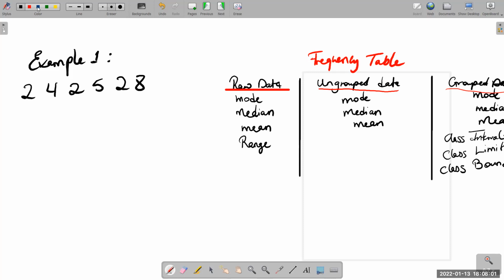So the first thing we're gonna look at is mode and the idea of mode. What does mode mean? So that's what we're gonna look at first. So this is our example, but let's look at the meanings. So mode, anybody here did mode already? So let me just remove this here.